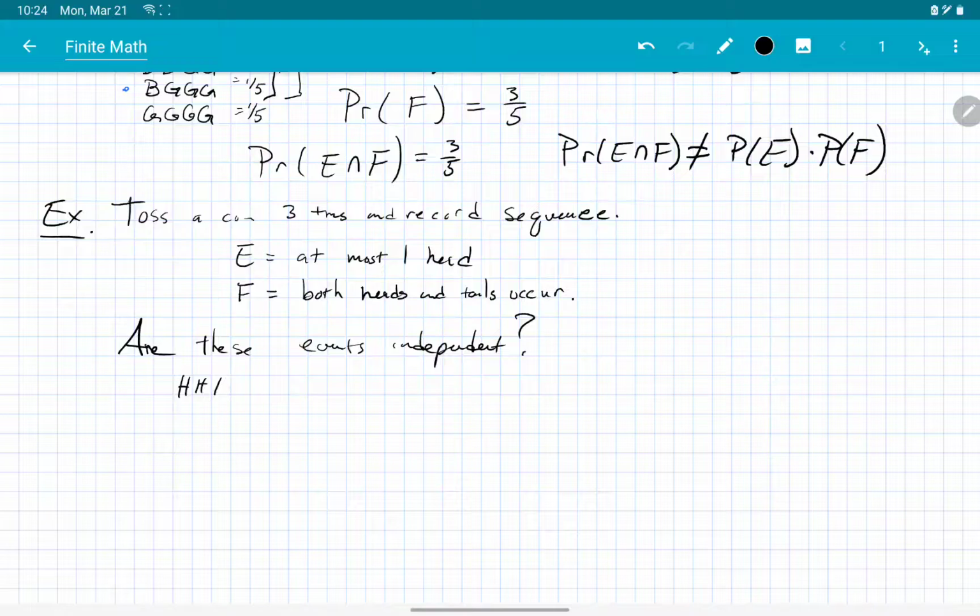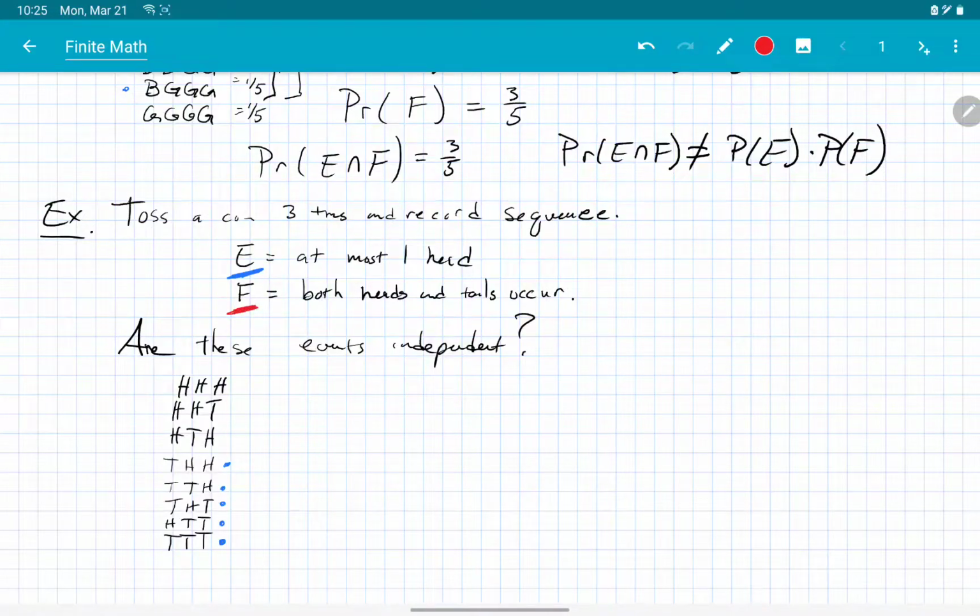Okay. So let's write down the possibilities here. We have head, head, head; head, head, tails; head, tails, head; tails, head, head; tails, tails, head; tails, head, tails; head, tails, tails; tails, tails, tails. We should have 8 possibilities, and we have 8 possibilities there. And let's color code these by the event. Let's say at most 1 head is the event E. So that's going to be E is this, this, this, this, and this. At most 1 head is the blue event.